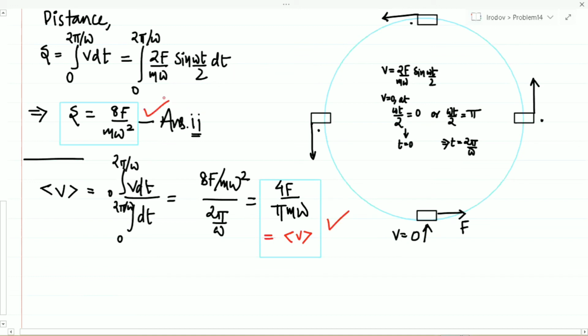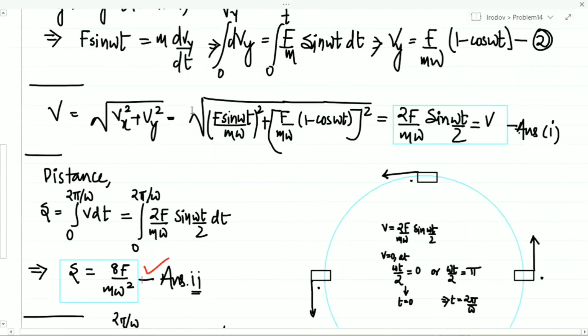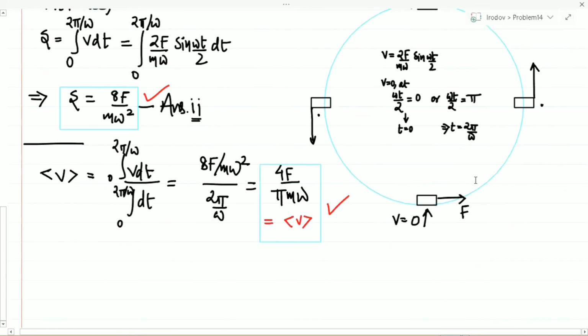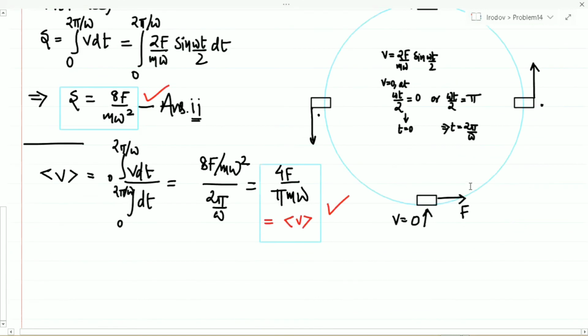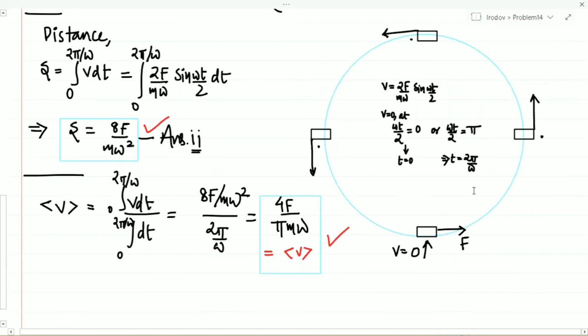We have got the distance traveled and the velocity as a function of time. These were the three things that we had to find, and we have already got it. The only trick to the problem is to understand that this particle is going to go in a circle. Another thing is that the velocity is going to become zero every time it passes through this point.